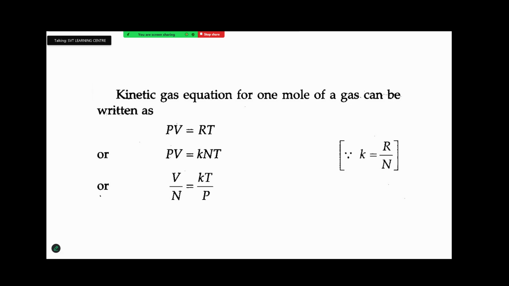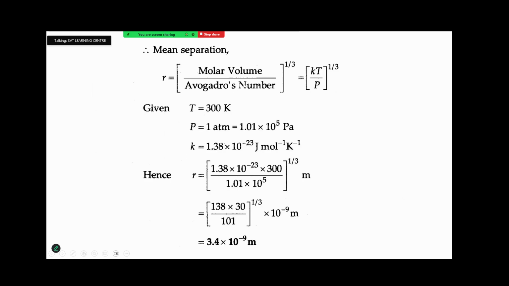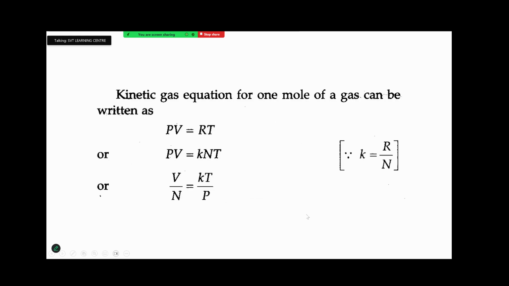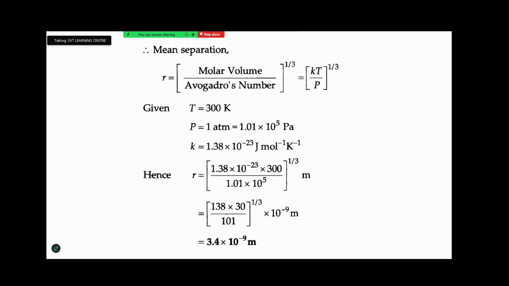Going back, we try to find out the separation. For one mole, PV = RT. So V upon N, where V is the volume and N is the number of atoms, will turn out to be this part. So the separation is molar volume upon Avogadro's number. Molar volume upon Avogadro number will be kT/P. T is 300, P is 1 atmosphere, k is the Boltzmann constant. So you get the separation as 3.4 × 10^-9 meter, whereas the λ which we calculated is 0.7 × 10^-10 meter.